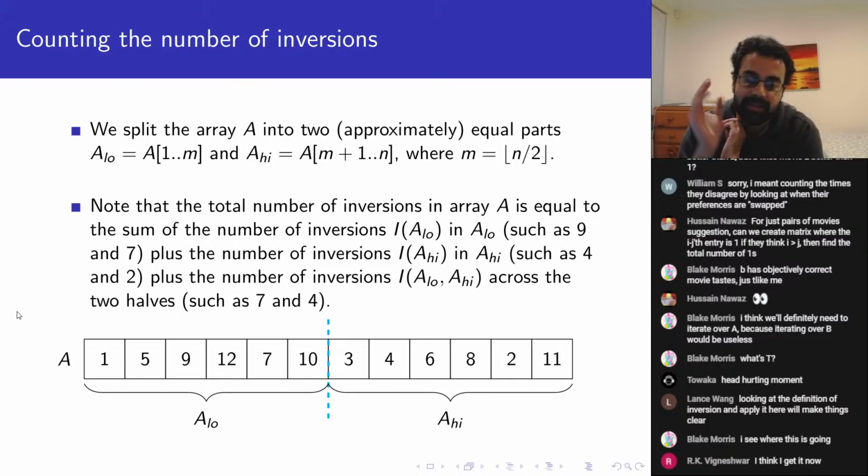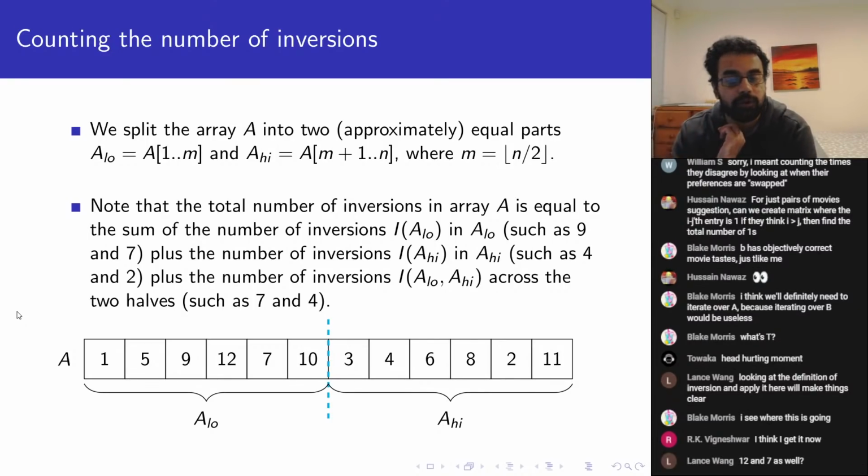You can have 7 from the first half and 4 from the second half, which are out of order together. There are many other examples of inversions here. 12 and 7 form an inversion. 1 and 4 do not form an inversion. 4 and 8 do not form an inversion, and so on. Make sense?